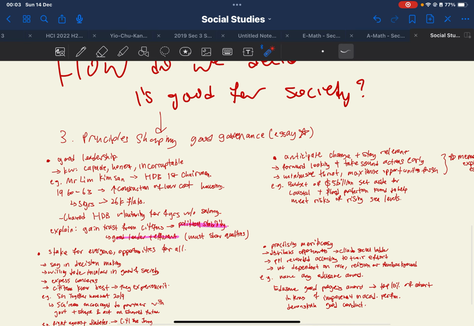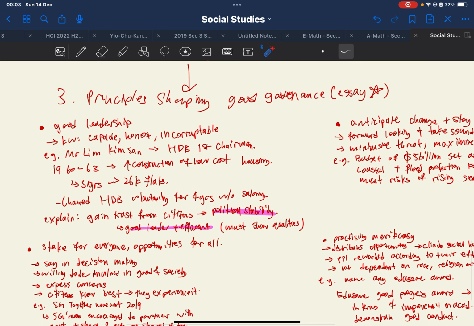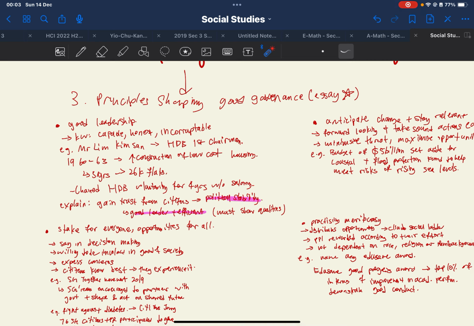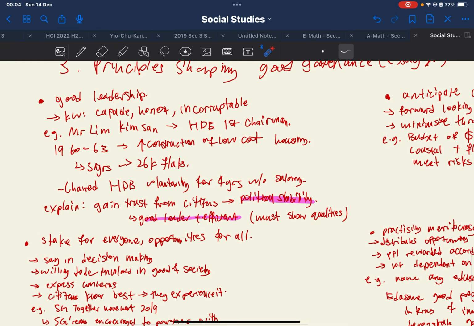Okay, next, this is more of the essay kind of question. Okay, principles shaping good governance. So maybe the essay will ask you, good leadership is more important than meritocracy in shaping good governance, or anticipating change and staying relevant is more important than stake for everyone and opportunities for all in good governance. What are your views, or something like that? Essay will ask this kind of questions. This is more of an essay type question. Okay, so you want to open your minds, open your ears, and listen.